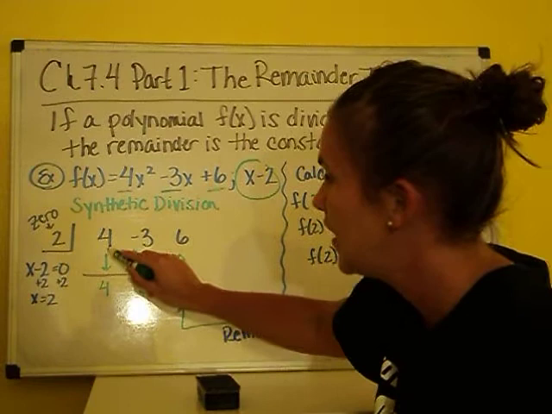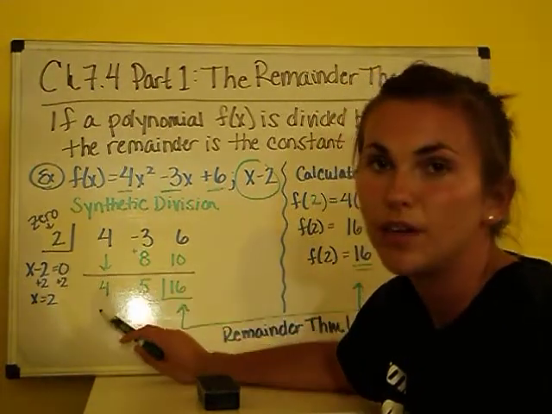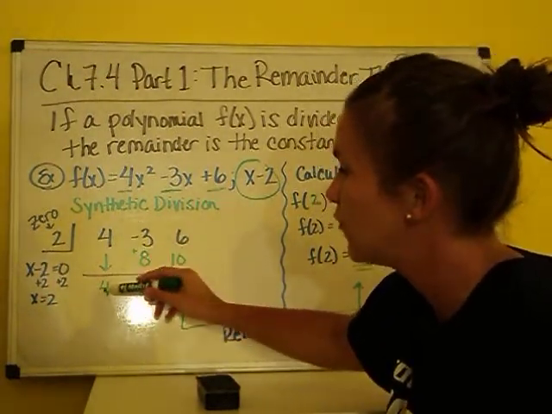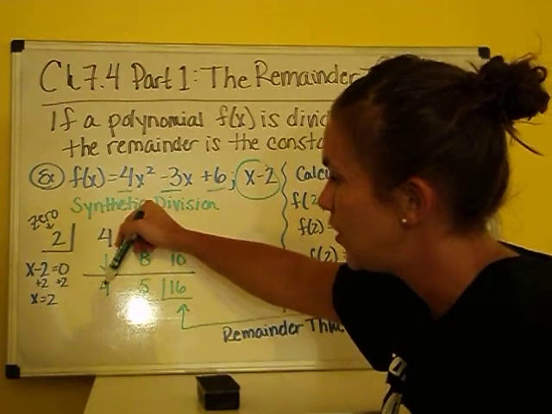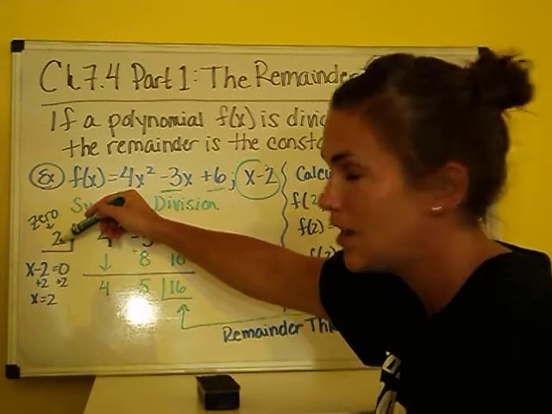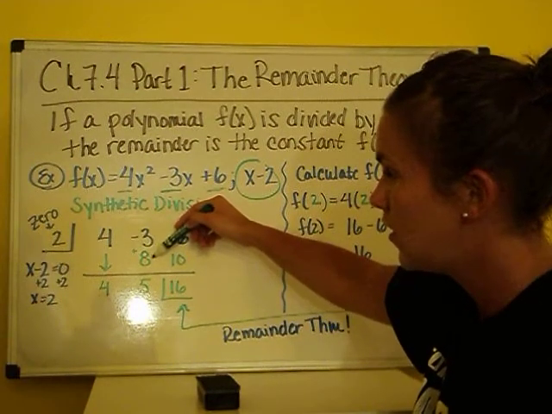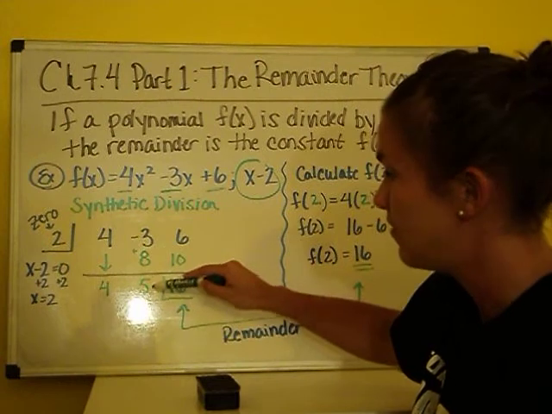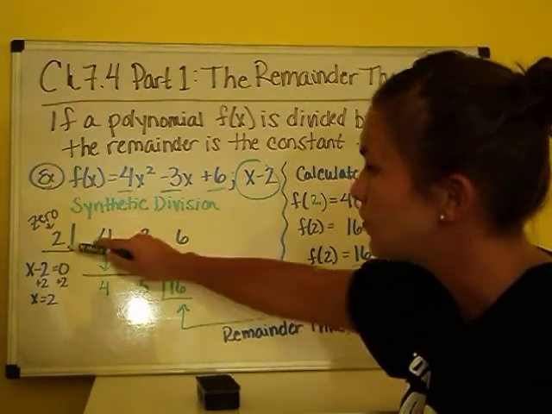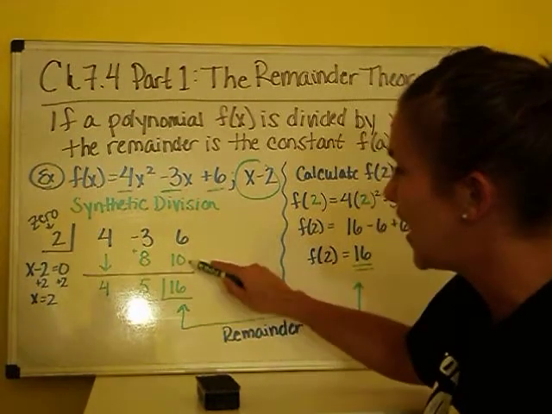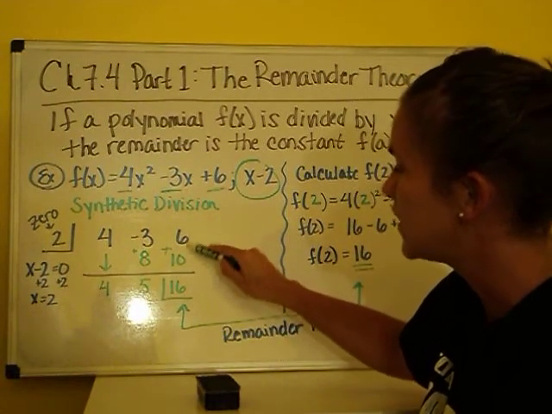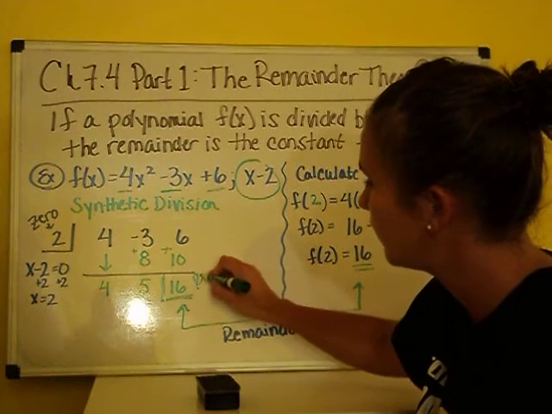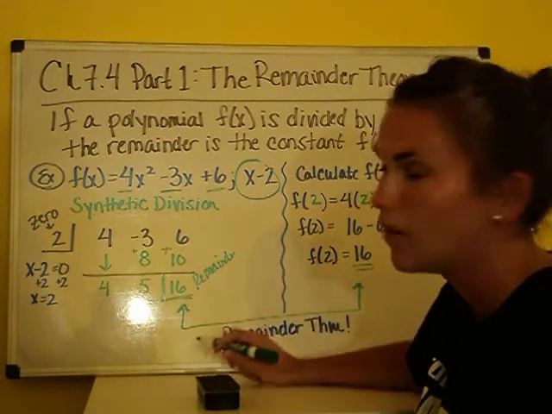Okay, the first step is that we take this first coefficient and we drop it below the line. When we're below the line, we multiply. So this 4 is below the line, so we're going to multiply it by the 2. So 4 times 2 is 8. So I put the 8 in the next spot, and then I add these two numbers. Negative 3 plus 8 is 5. Now 5 is below the line again, so I'm going to multiply it by my 0. 5 times 2 is 10, and then I add those two numbers. 6 plus 10 is 16. The last number right here is your remainder. Okay, that's your remainder.